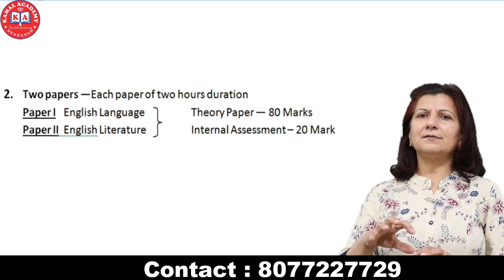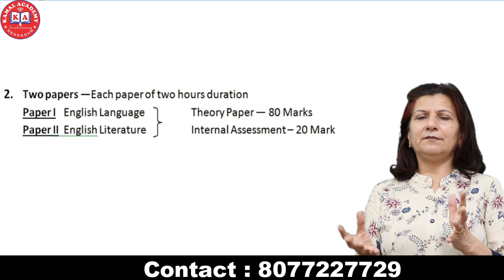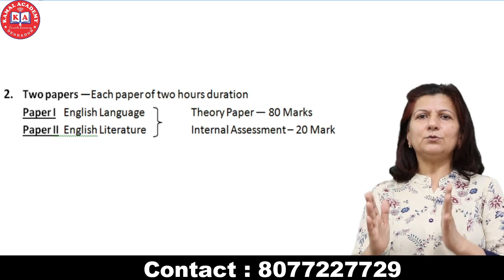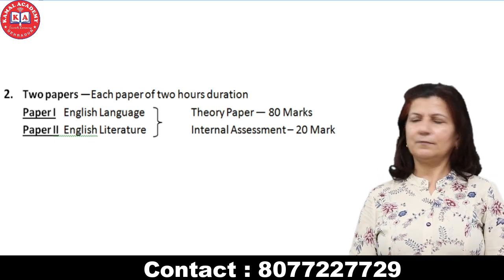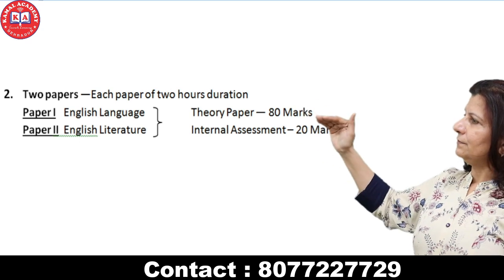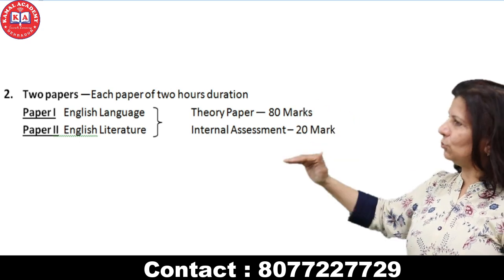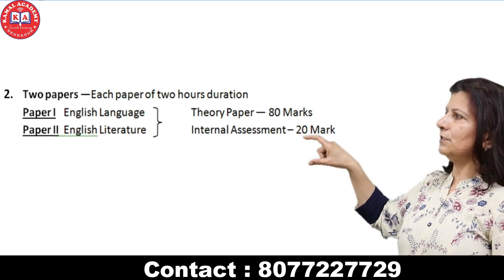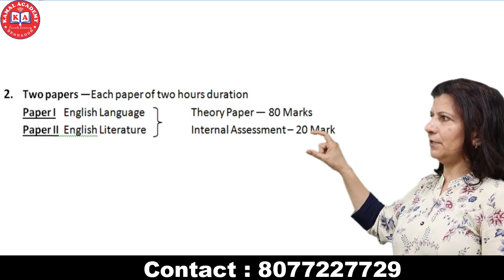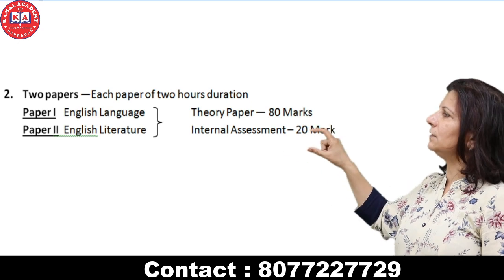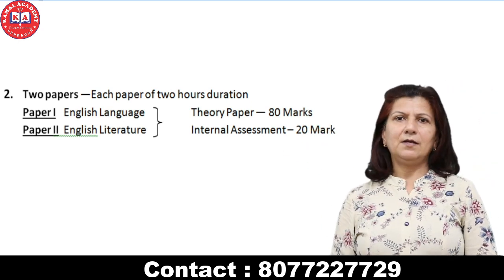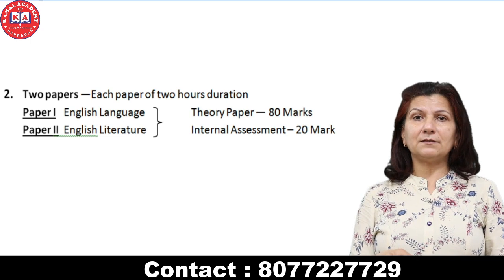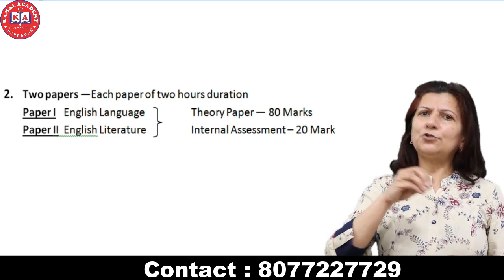The council has decided to evaluate in 2 different papers. Paper 1, English language. Paper 2, English literature. As you can see, the marks allotted are 80 marks for the theory paper, 20 marks for the internal assessment. Now, internal assessment means throughout the year.